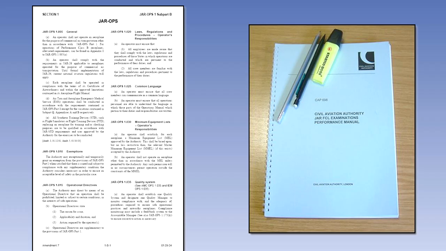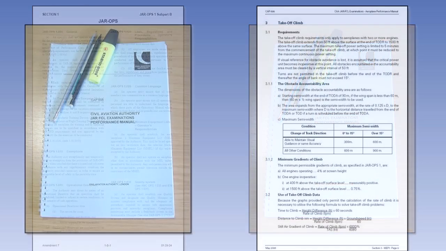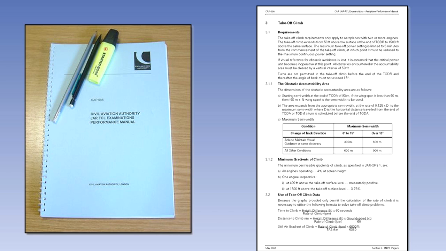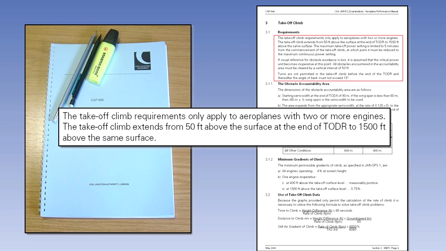We mentioned at the beginning of the lesson that obstacle clearance requirements and climb gradient requirements are published in JAR Ops 1, and that abbreviated versions of these requirements can be found in CAP 698. We have already discussed these requirements, but we will mention them again as we read through CAP 698. These requirements are on page 9 of section 3 in CAP 698. At the top of the page, the first paragraph contains the definition that the takeoff climb extends from 50 feet above the surface at the end of the takeoff distance required to 1500 feet above the same surface.